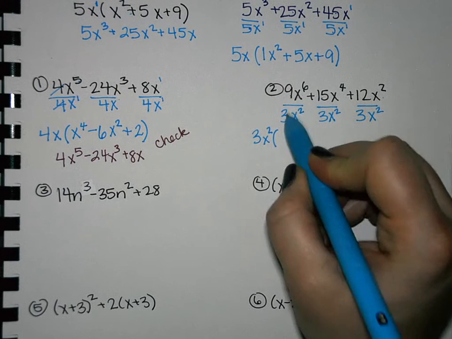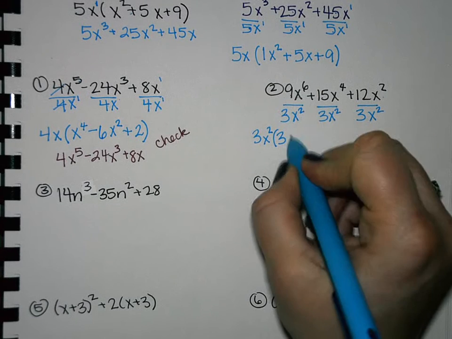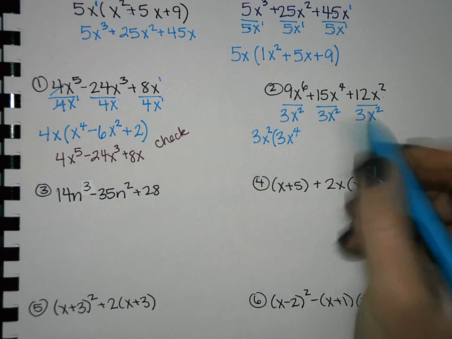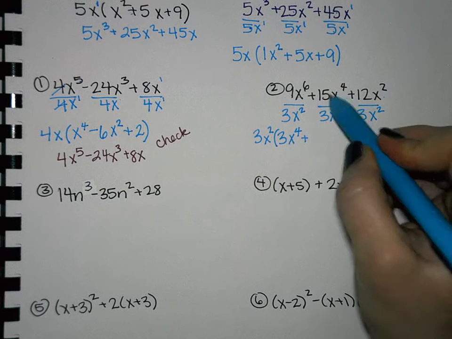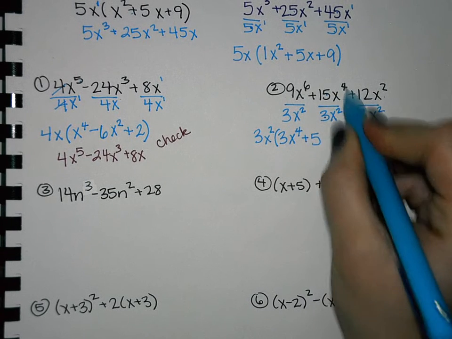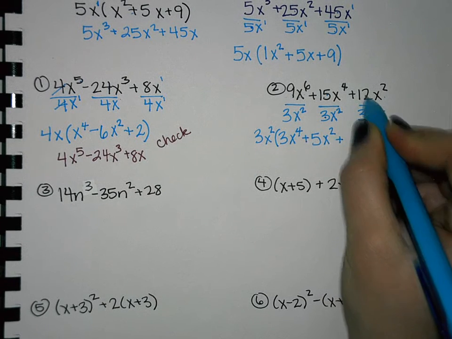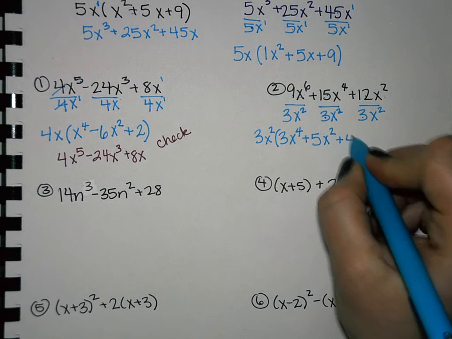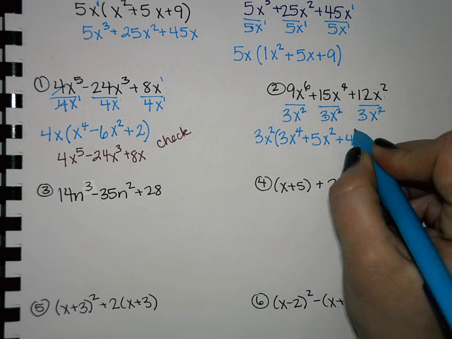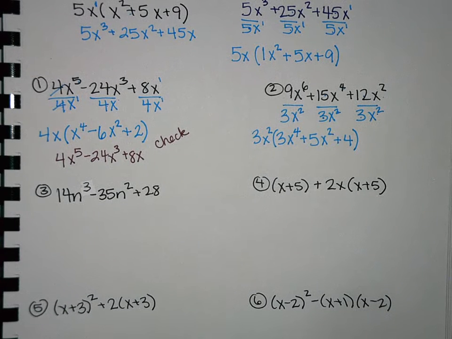So what's 9 divided by 3? And then 6 minus 2, plus 15 divided by 3, 4 minus 2, 12 divided by 3, 2 minus 2, well 0, so we don't have any x's anymore. And then again, you can always redistribute to check your answer and make sure it works.